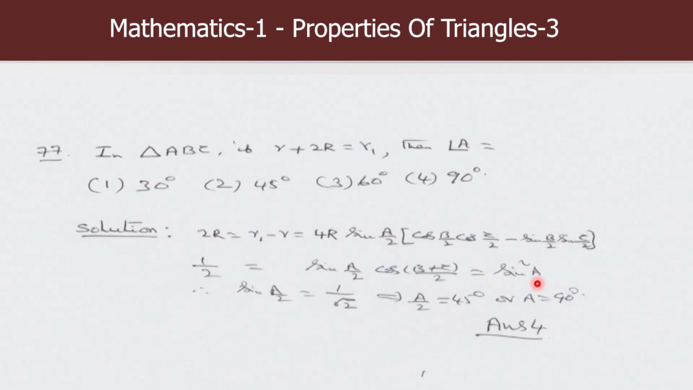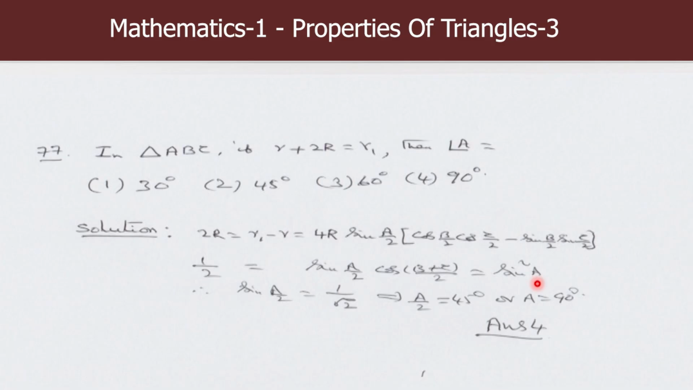In triangle ABC, if small r plus 2 capital R is equal to r1, then angle A is equal to 30 degrees, 45 degrees, 60 degrees, or 90 degrees. Now 2 capital R is equal to r1 minus r. You write the formula for r1, 4R sin A by 2 cos B by 2 cos C by 2, and for r, 4R sin A by 2 sin B by 2 sin C by 2. So that is equal to 4R sin A by 2 into cos B by 2 cos C by 2 minus sin B by 2 sin C by 2.